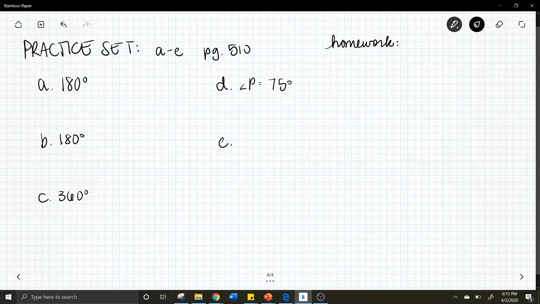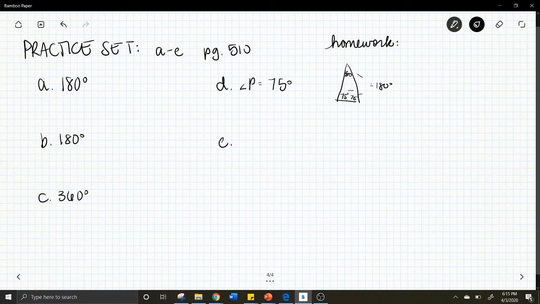And the reason is, so let's draw this really briefly. So this is 75, this is 75, and this is 30. That's because these 3 measures together need to equal 180.